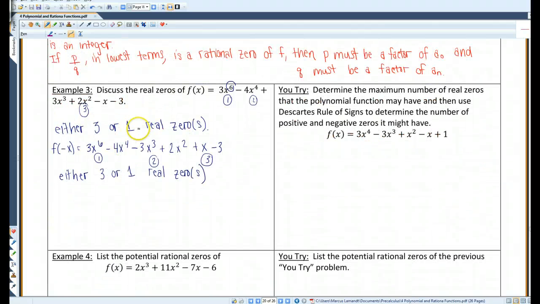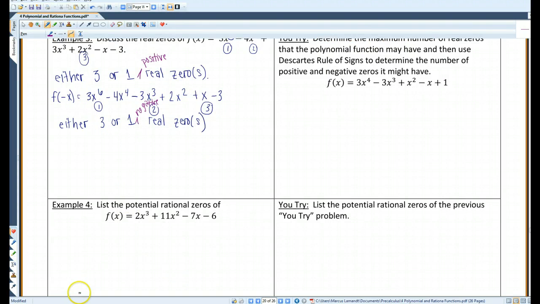But you know what, I just realized that I forgot to write in: these are positive real zeros. And these are negative real zeros. So we know it can't have more than 6 total. 3 or 1 positive and 3 or 1 negative. And you know what? I think because of time, I'm going to put the next example on the next page.